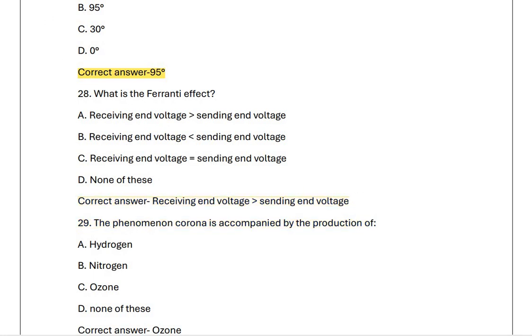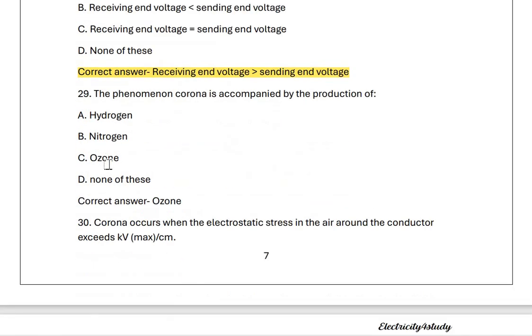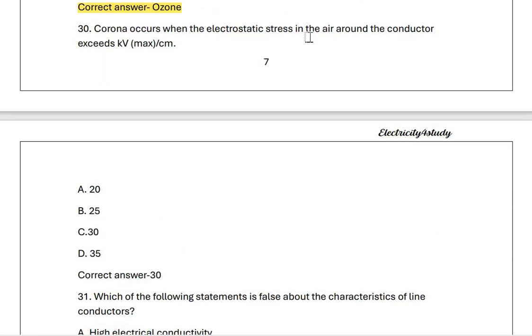29. The phenomenon corona is accompanied by the production of A. Hydrogen. B. Nitrogen. C. Ozone. D. None of these. Correct answer: ozone. 30. Corona occurs when the electrostatic stress in the air around the conductor exceeds kV max/centimeter. A. 20. B. 25. C. 30. D. 35. Correct answer: 30.